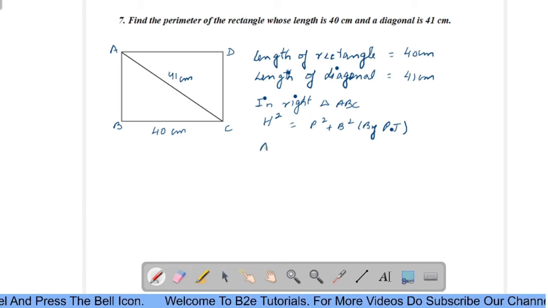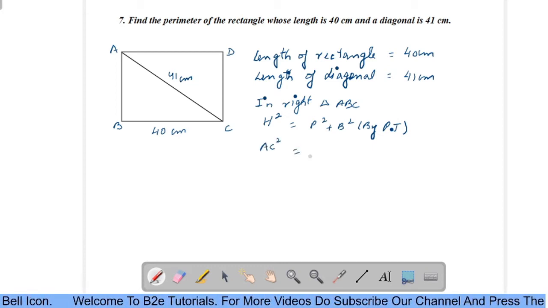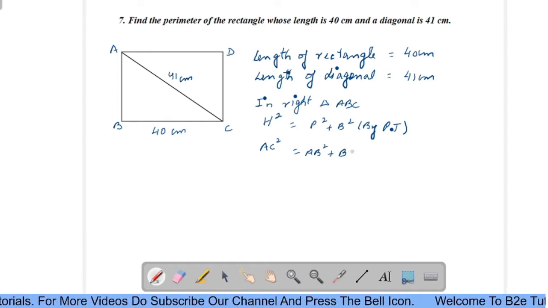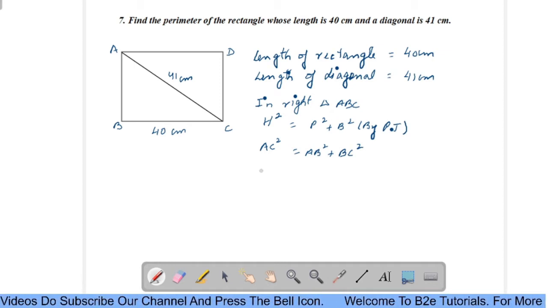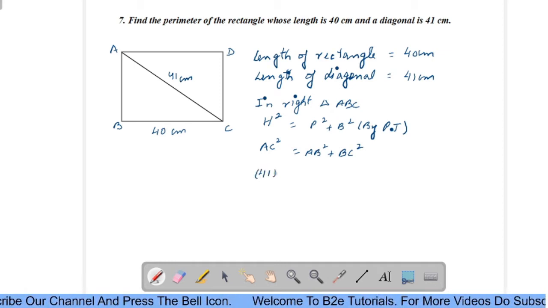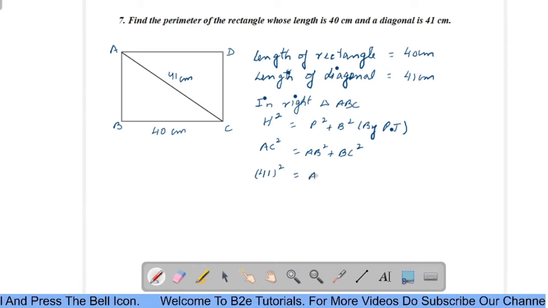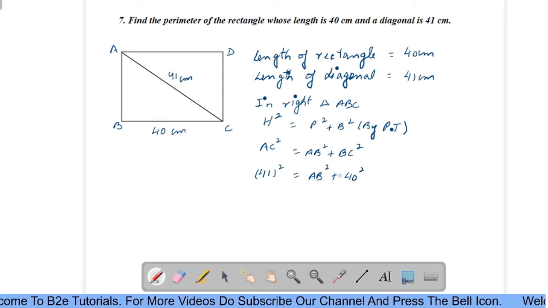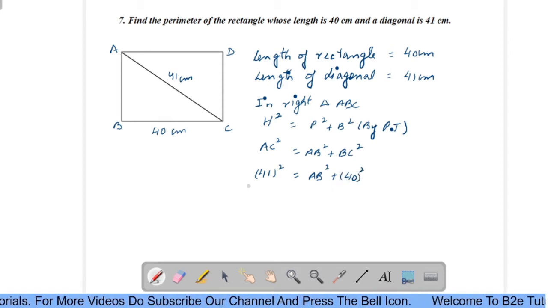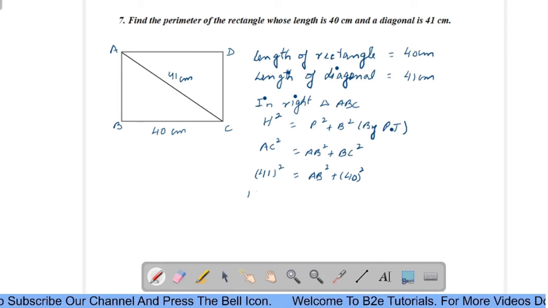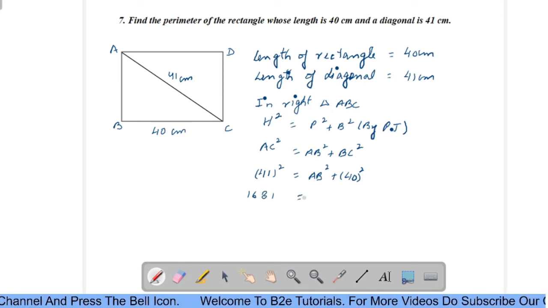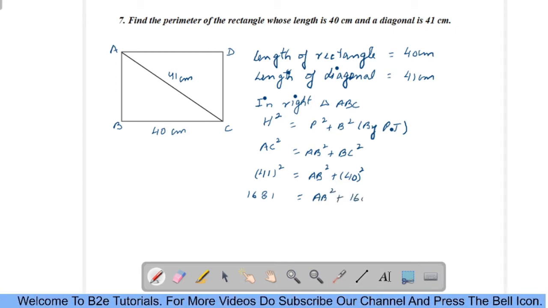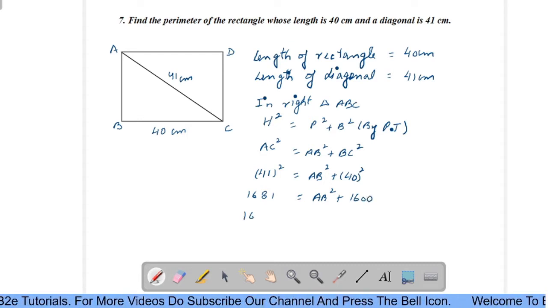Hypotenuse, here it is AC. AC square equal to perpendicular AB square plus base, it is BC square. Here AC, it is 41 square. AB you have to find out. BC, it is 40 square. Square of 41, 1681. 1681 equal to AB square plus square of 40. It is 1600.